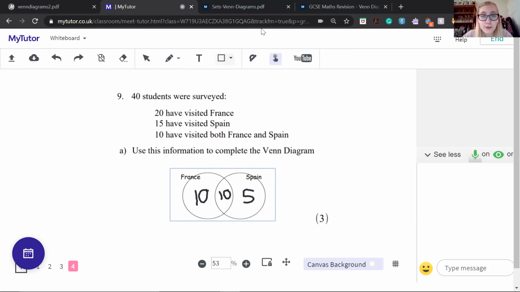I think people are finding this example a bit easier, which is good. Maybe I should have started with this, sorry. The only thing we now have to fill in is this outside bit here. This is everyone else who was surveyed, who didn't go to either. We know the total is 40, and the number of people we have here is 25, so there have to be 15 other people, to make it up to 40, that haven't been to either country.